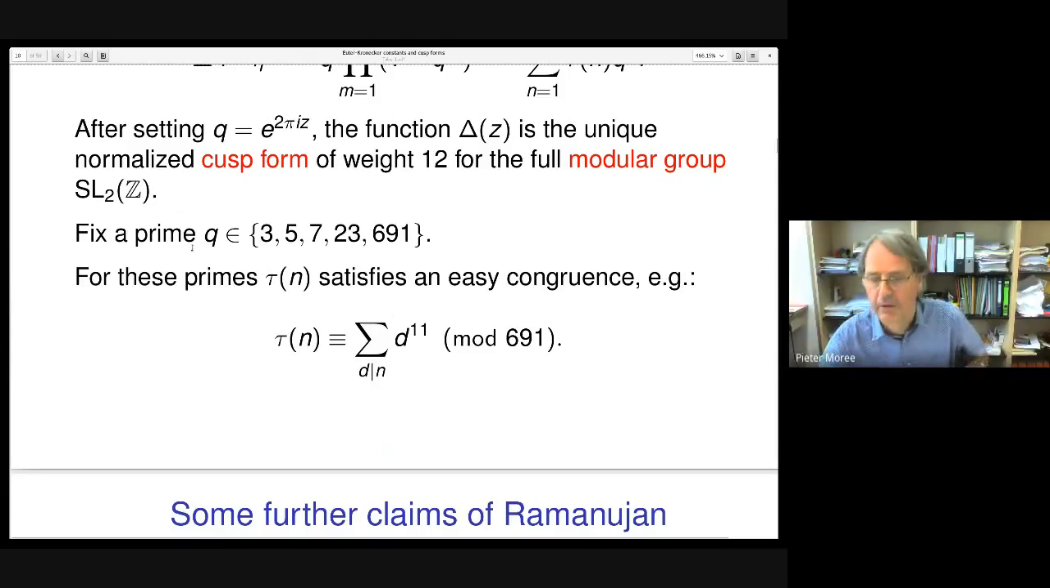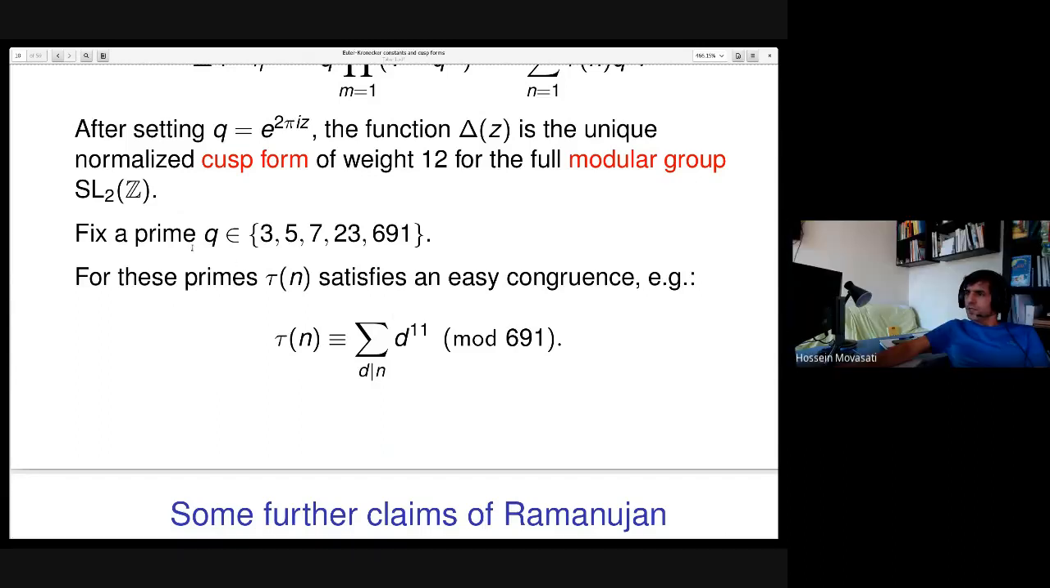Peter, can I have a question? Ramanujan knew about the formula of delta in terms of Eisenstein series E4 and E6.